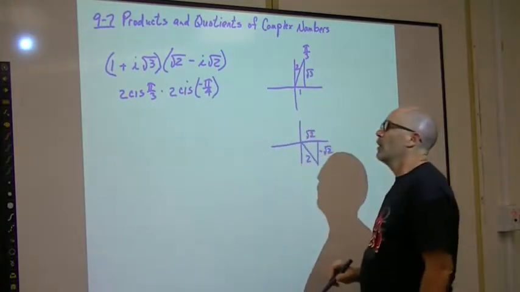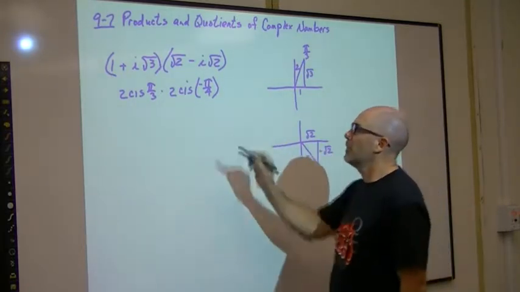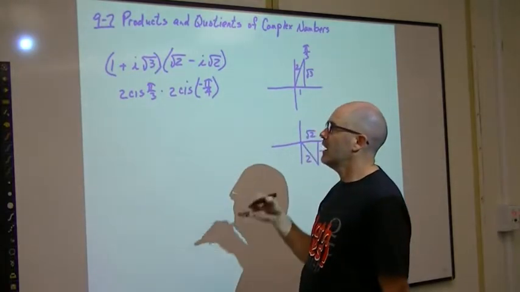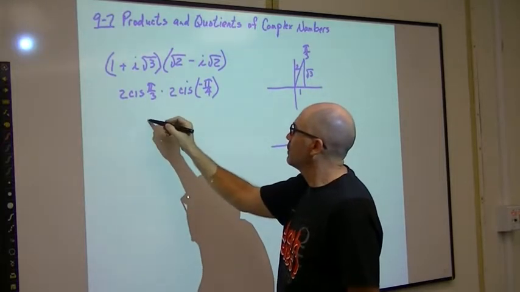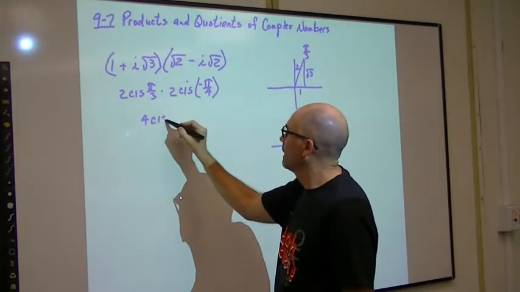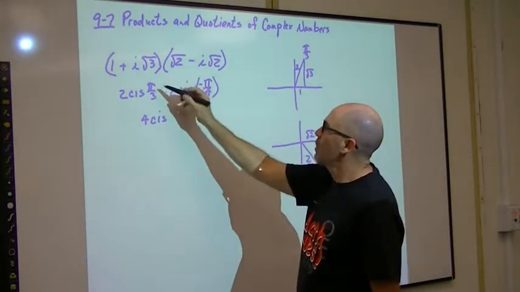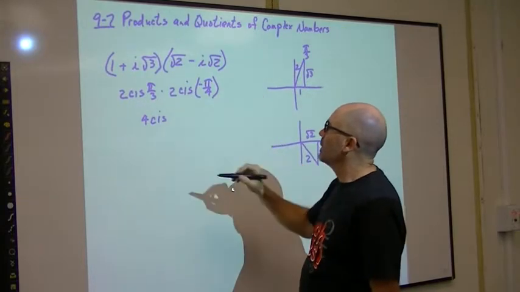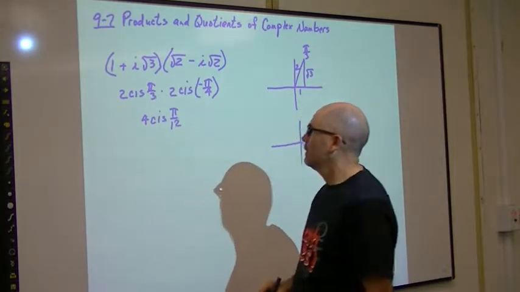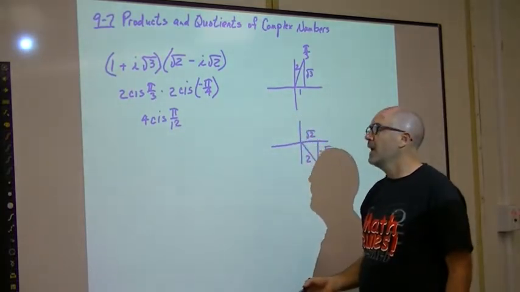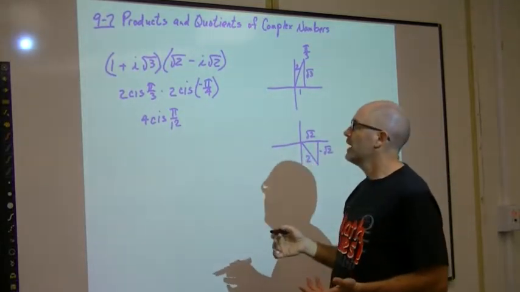Okay, now when we multiply these two complex numbers, all we do is multiply the magnitudes and add the angles. So this just becomes 2 times 2 is 4, and pi over 3 minus pi over 4 is 4 pi over 12 minus 3 pi over 12, which is 1 pi over 12. That's it, game over.